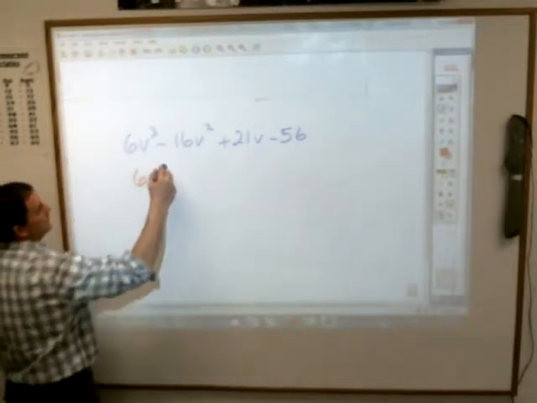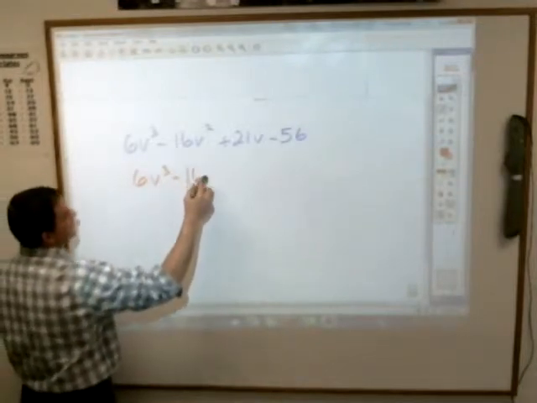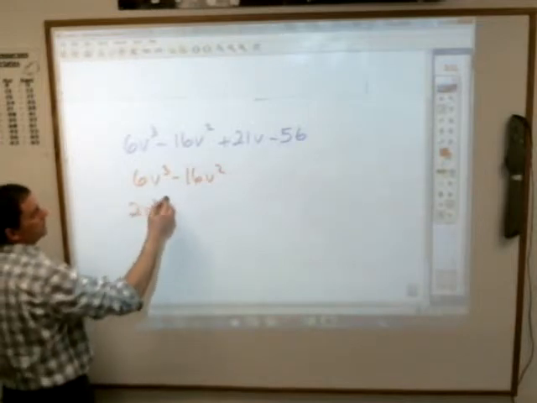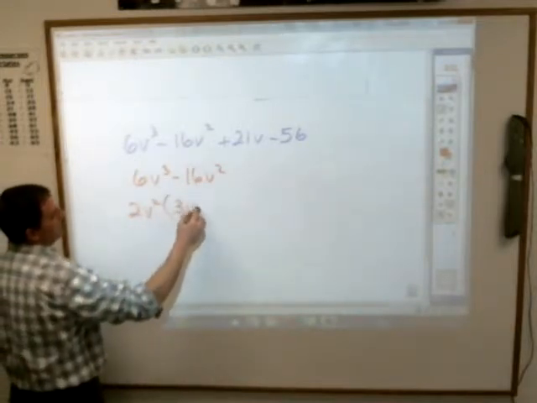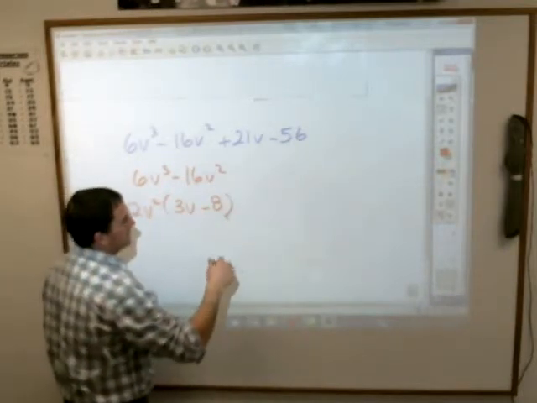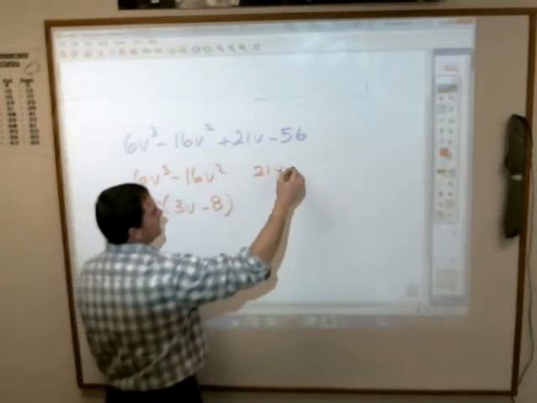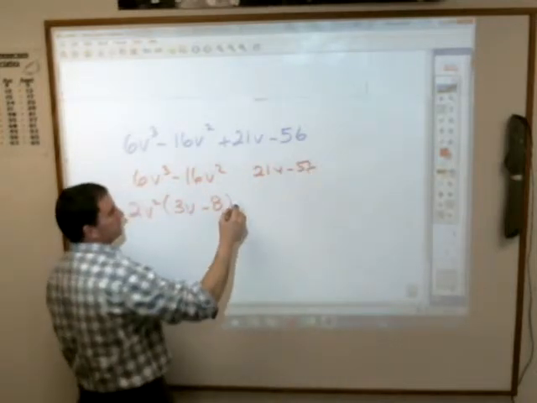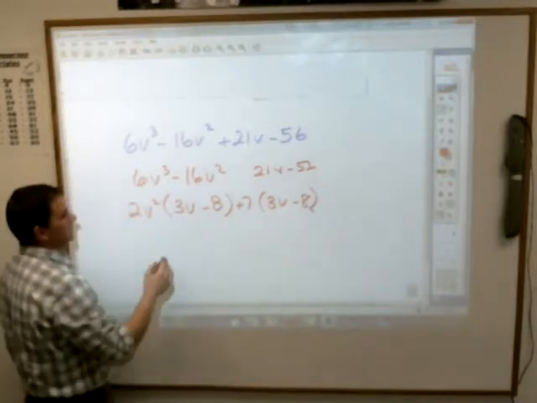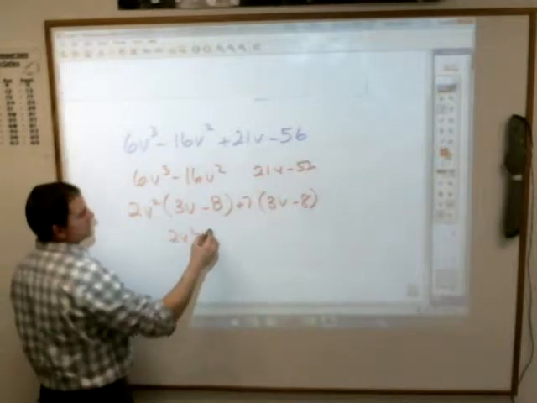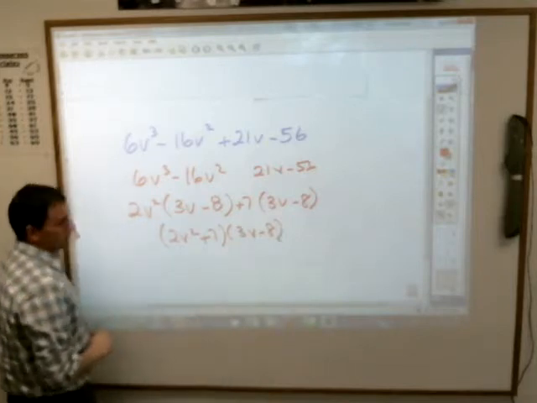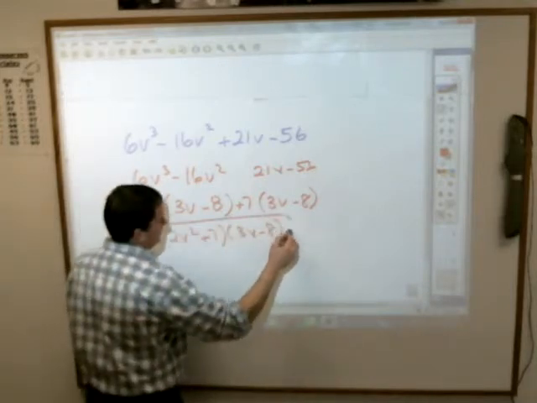No. So if I do this, what can I take out of 6v cubed minus 16v squared? A 2v squared. That leaves me with 3v minus 8. And I'm hoping to get a 3v minus 8 on that other side when I'm done. What can I take out of 21v minus 56? 7. And you're left with a 3v minus 8, which is good, because then you're left with 2v squared plus 7 in parentheses times 3v minus 8. Factored out.